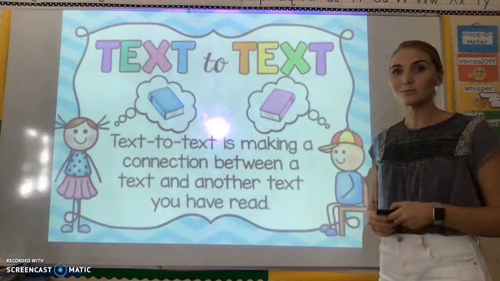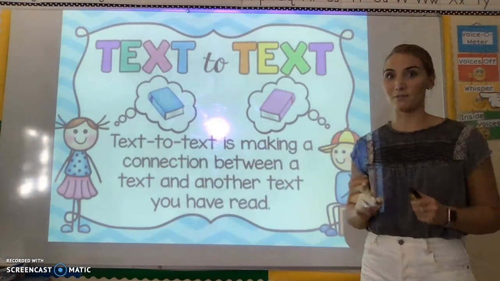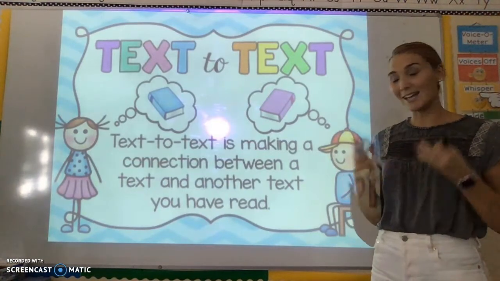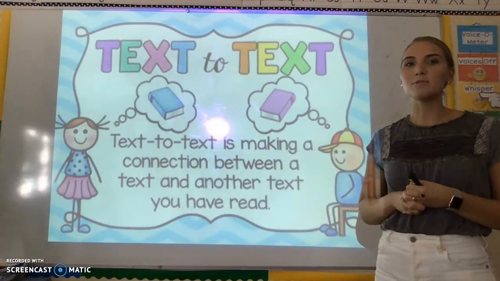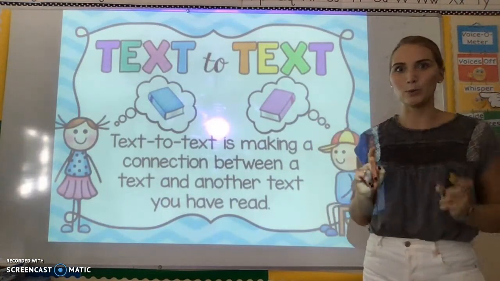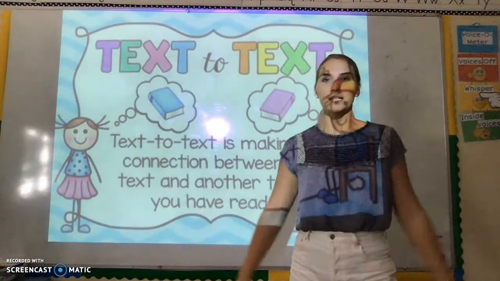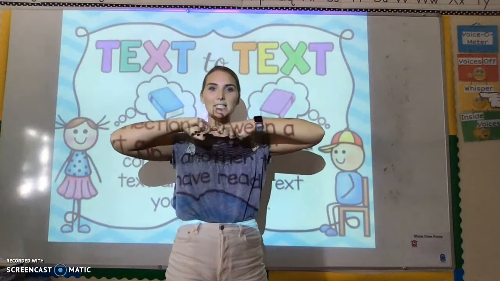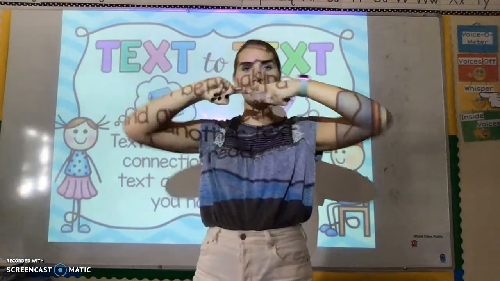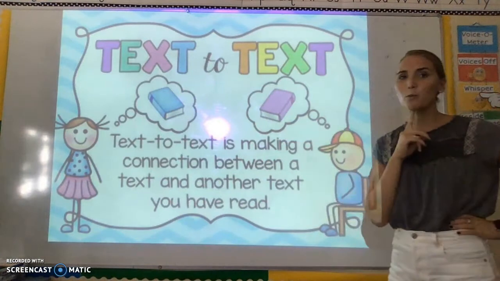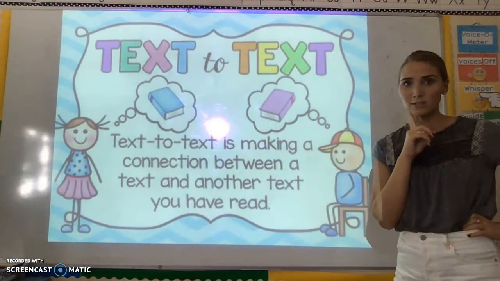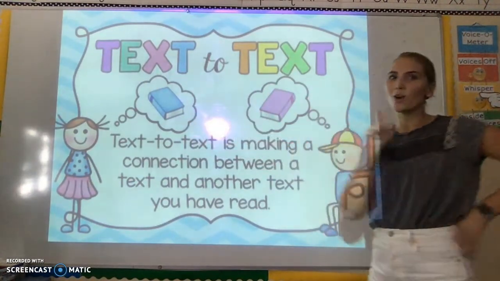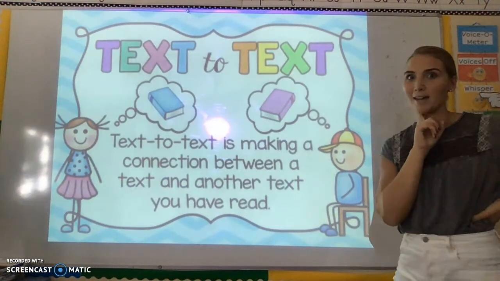All right, boys and girls, now that we have read our informational text for the week, as well as our story, we are going to make a connection. Ooh, our very first connection. All right, so take your fingers and link them together like this. We are going to make a text-to-text connection. And what that means is when we read a book or a story, it makes us think about another book or story that we have read.